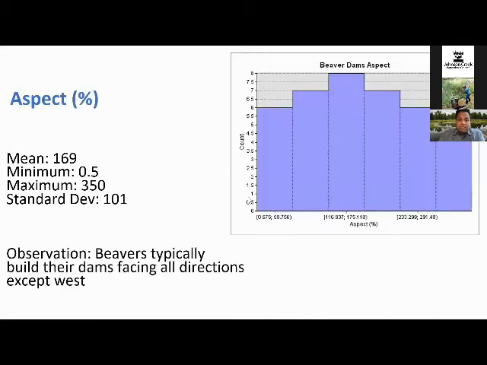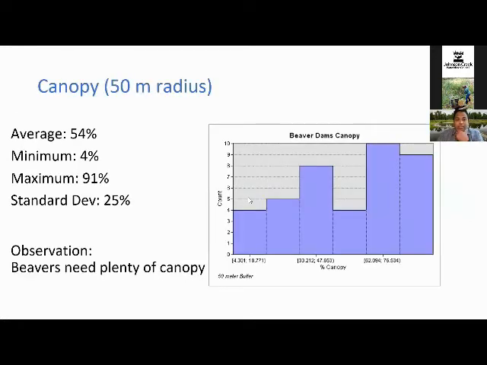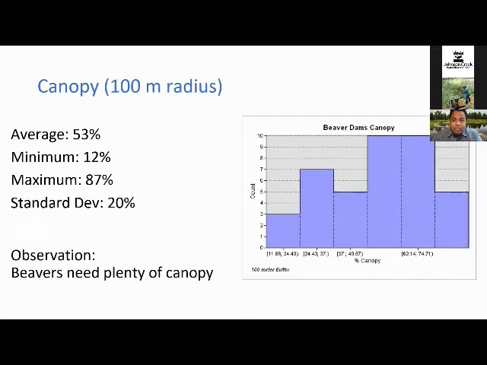And then aspect, we see that beavers typically build their dams facing all directions except west. This could be due to the direction of the sun, or generally the flow of the river. Moving on, we look at canopy within a 50-meter radius. We see that beaver dams are positively related to the canopy presence. So the higher the canopy, the more beaver dams. And then also at the 100-meter radius, we see the same observation.